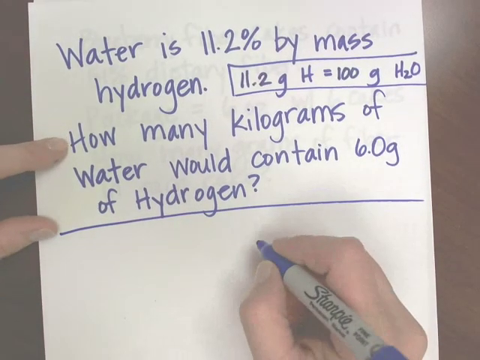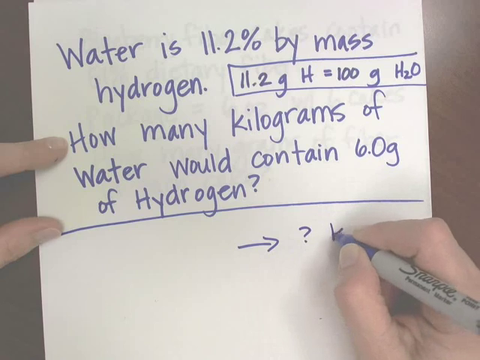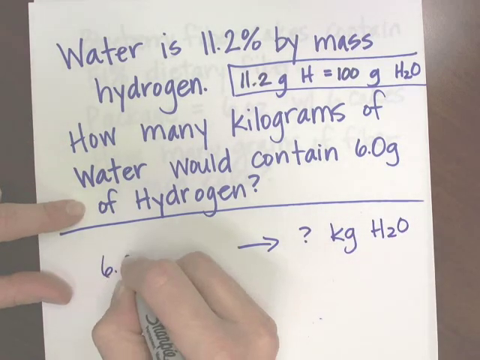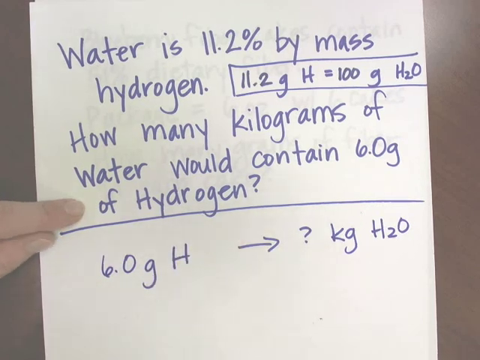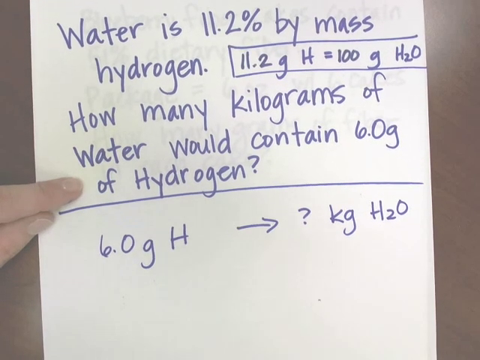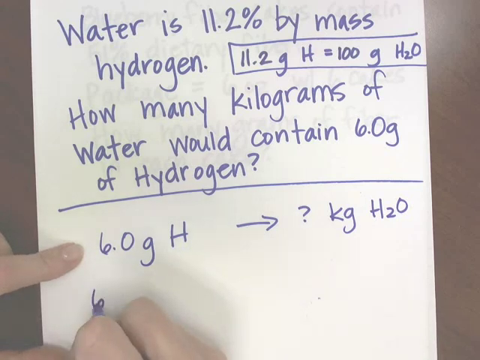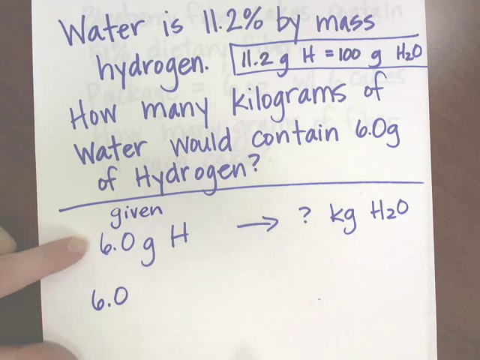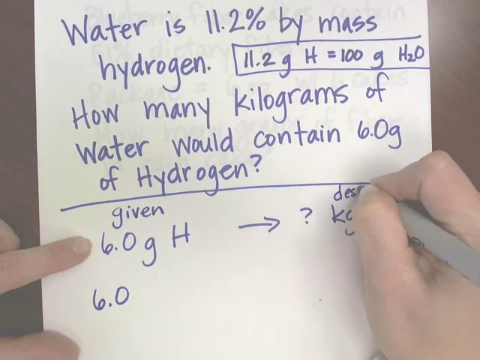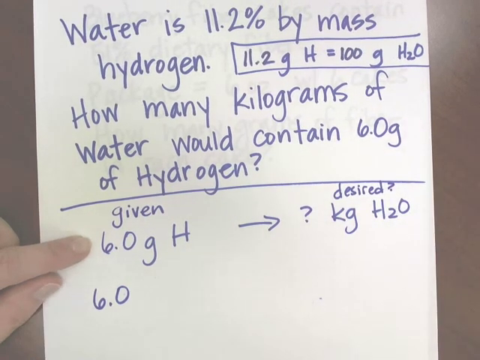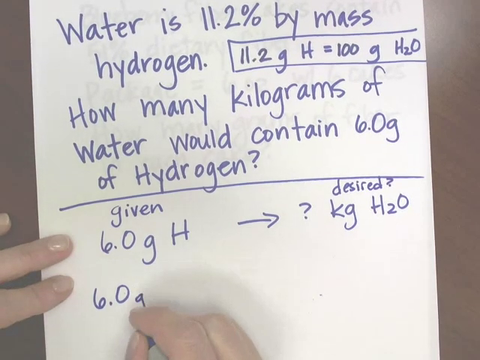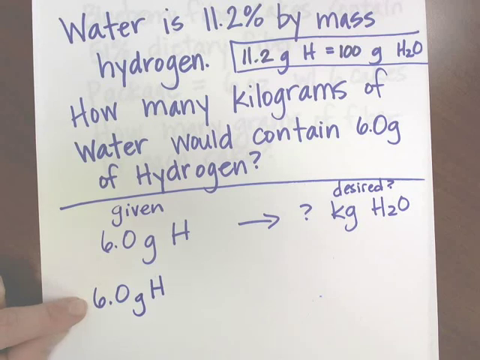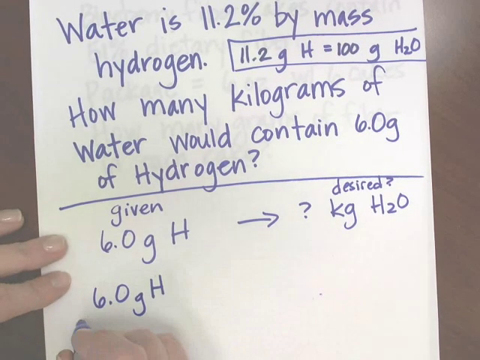So let me write the question in a new way. How many kilograms of water would contain 6 grams of hydrogen? I'm going to use dimensional analysis to get from what we're given to what we're trying to find. This is the question: what is the desired unit? So grams of hydrogen need to be converted to kilograms of water.